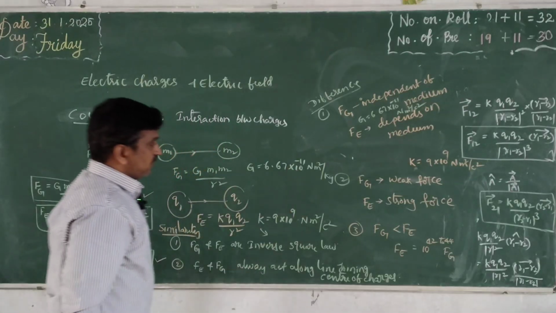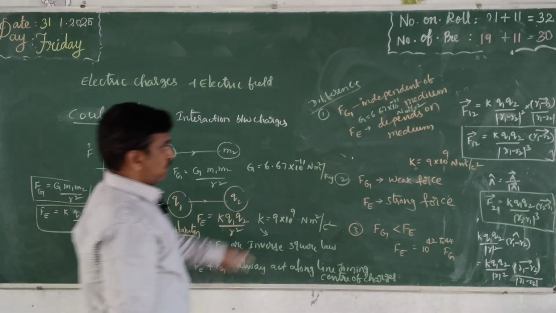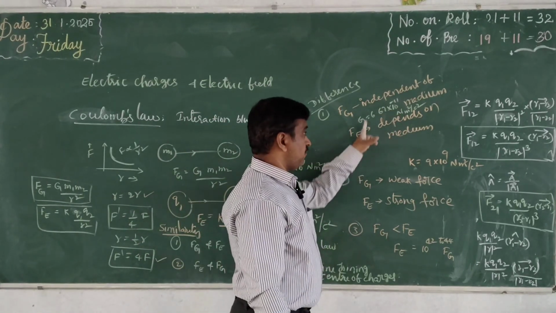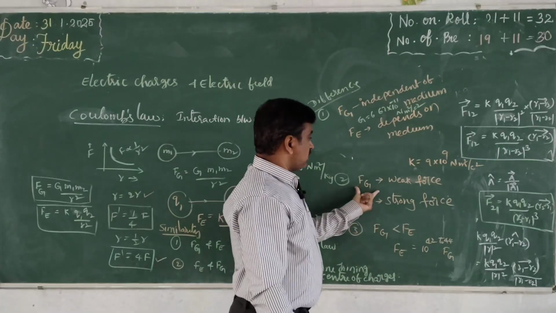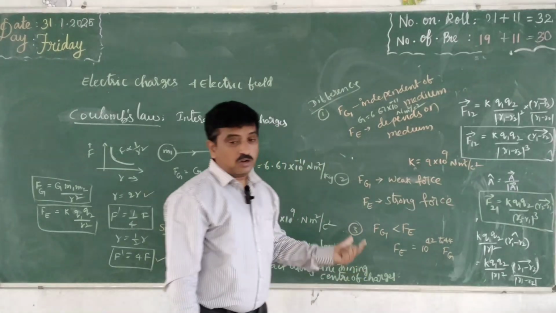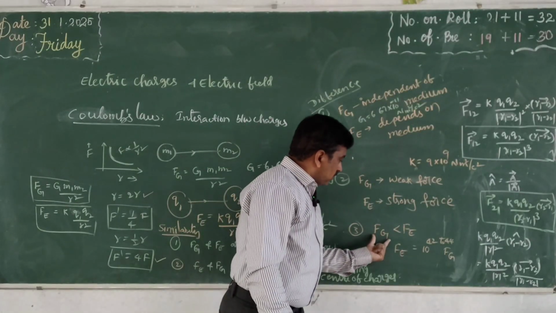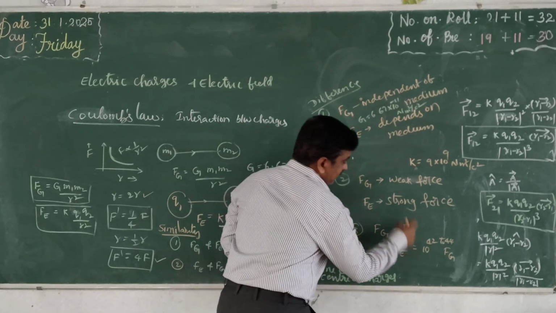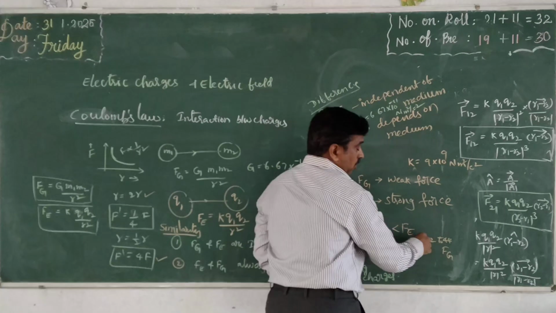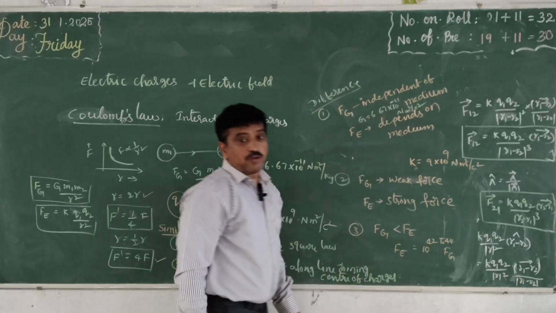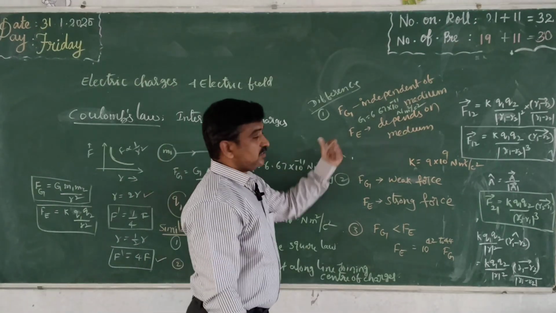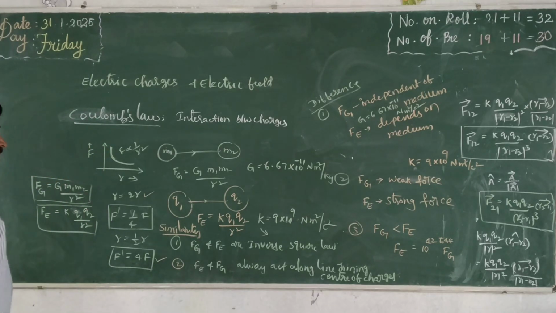These are the differences between gravitational force and electrostatic force. First, gravitational force is independent of medium; electrostatic force depends on medium. Gravitational force is a weak or small force; electrostatic force is a strong or big force. So gravitational force is less than electrostatic force. That means electrostatic force is 10 power 42 or 44 times greater than gravitational force. These are the similarities and differences between the gravitational force and the electrostatic force.